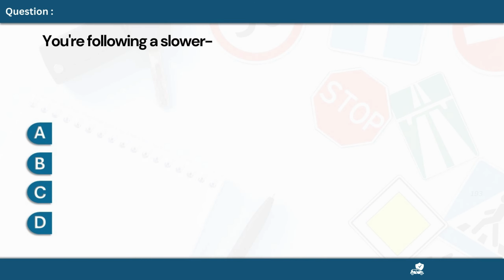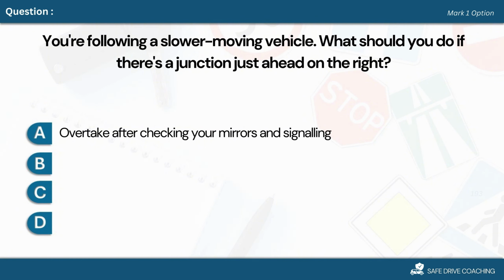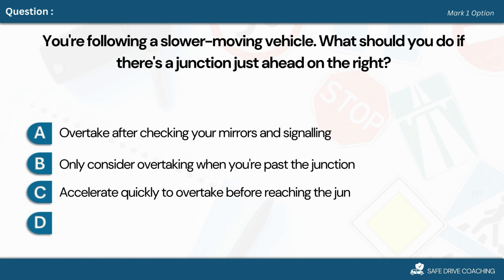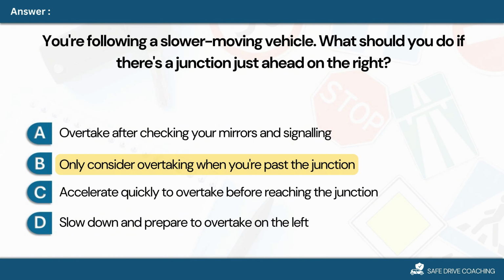You're following a slower-moving vehicle. What should you do if there's a junction just ahead on the right? A. Overtake after checking your mirrors and signaling. B. Only consider overtaking when you're past the junction. C. Accelerate quickly to overtake before reaching the junction. D. Slow down and prepare to overtake on the left. The correct answer is B. Only consider overtaking when you're past the junction.